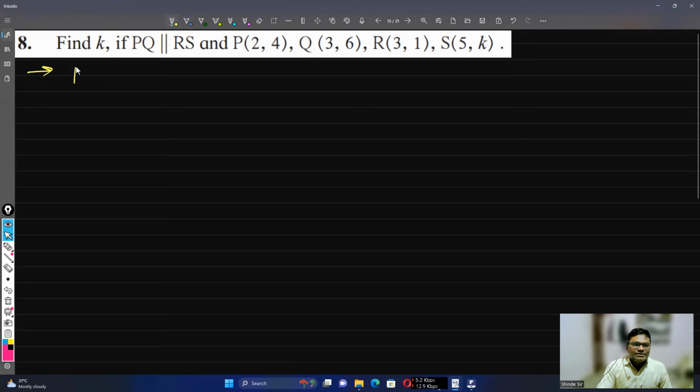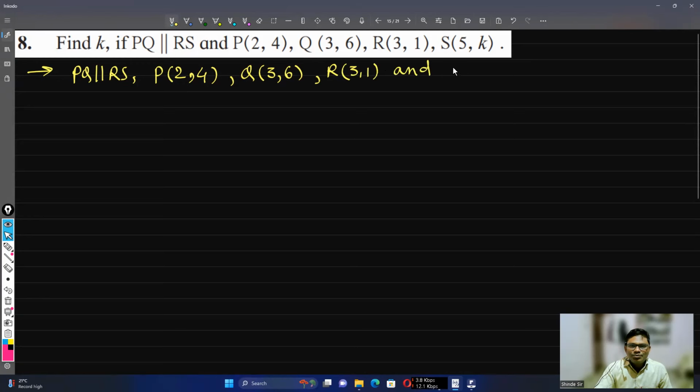It is given that PQ is parallel to RS. Point P's coordinates are 2, 4. Point Q has the coordinates 3, 6. Point R's coordinates are 3, 1 and point S's coordinates are 5, K. These things are given. Since these two lines are parallel, the slopes of these two lines are equal.